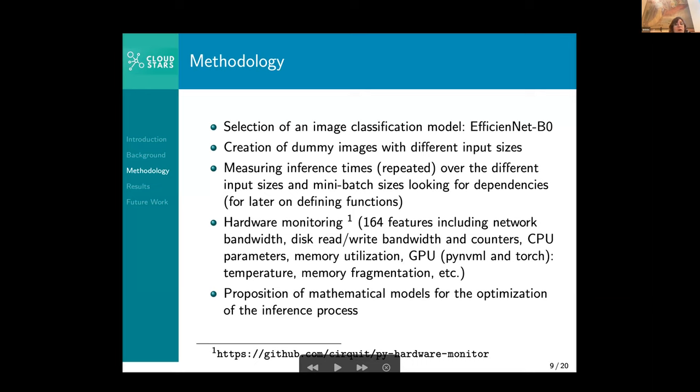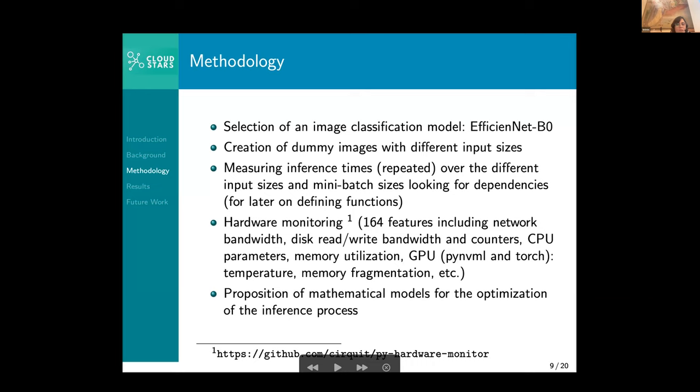Secondly, we created dummy images with different input sizes because we wanted to measure the influence of the image input size in an isolated way, without the noise of having real images. We measured inference times repeatedly over different input sizes and minibatch sizes, looking for dependencies in order to define functions.